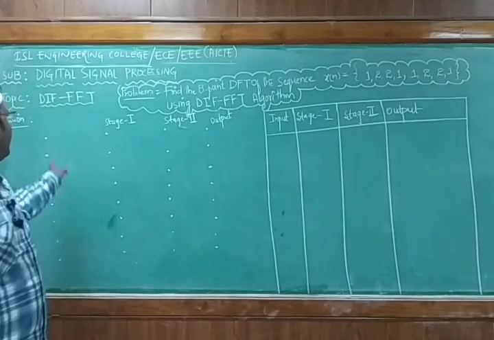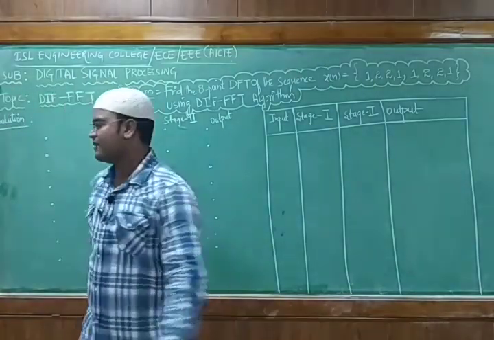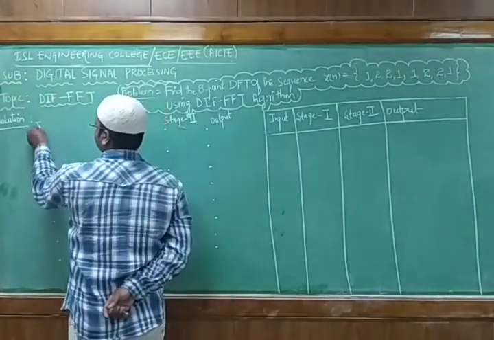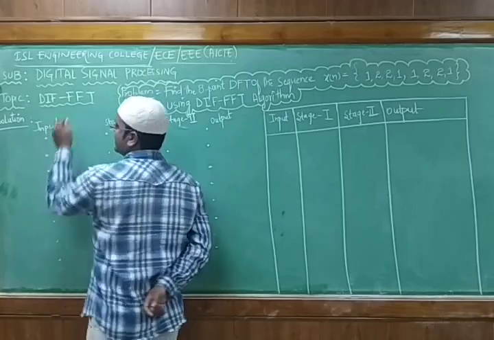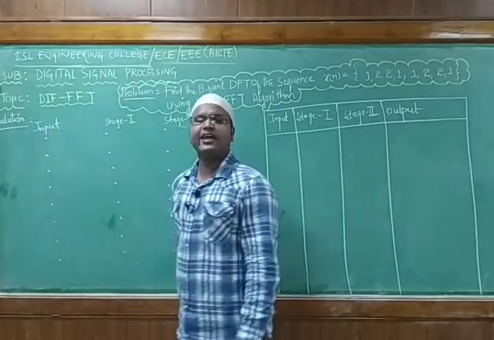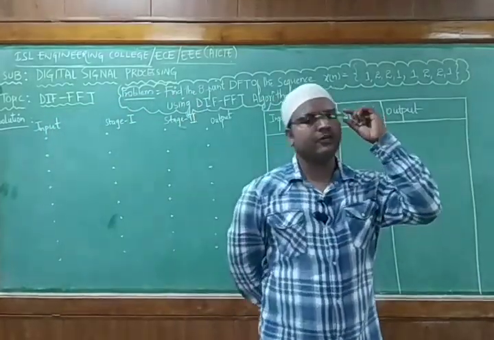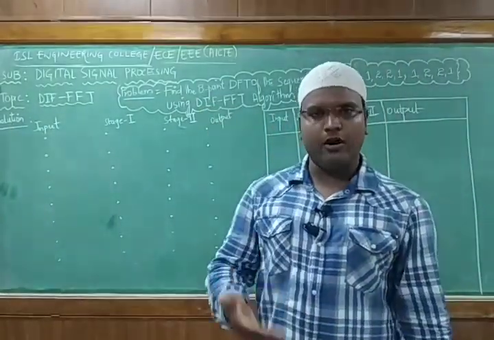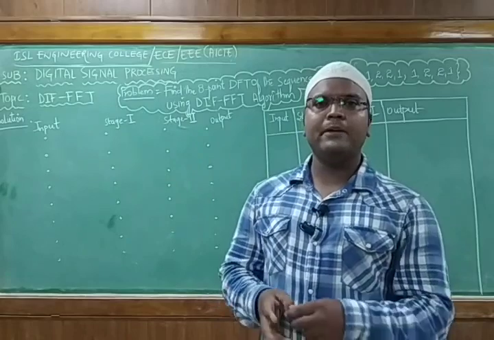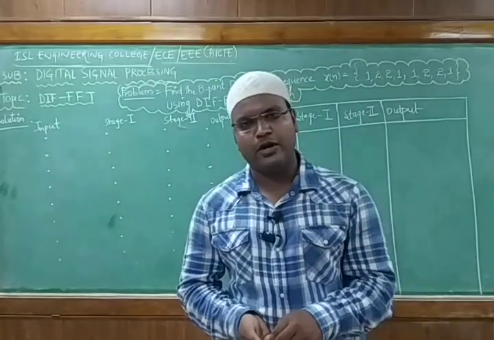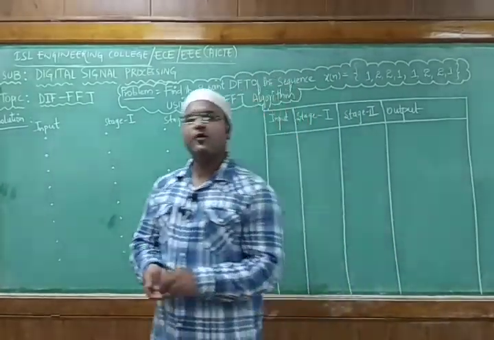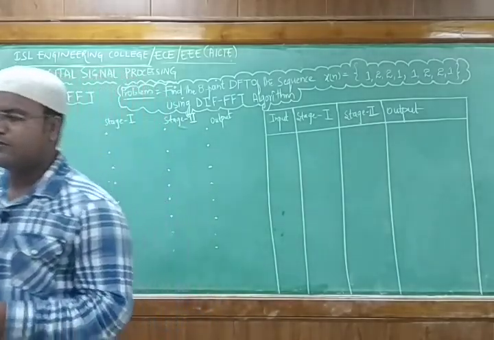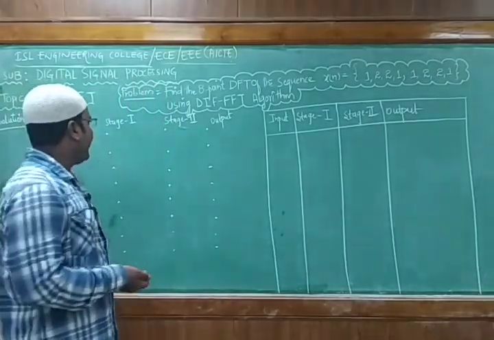This side is nothing but the input stage. What are the input values for DIF FFT? What steps do we need to use? The first point is that the input should be in normal order and the output should be in bit reverse order. For doing this kind of question, we need to keep that in mind and take the inputs and outputs.